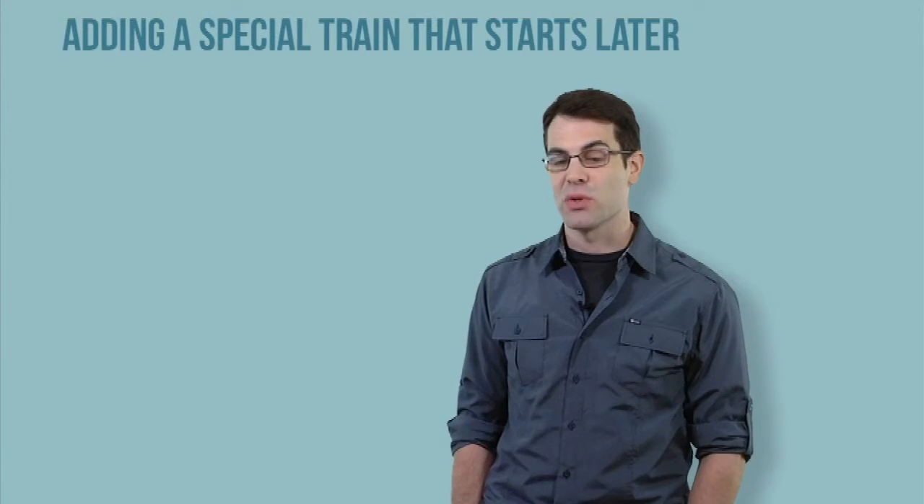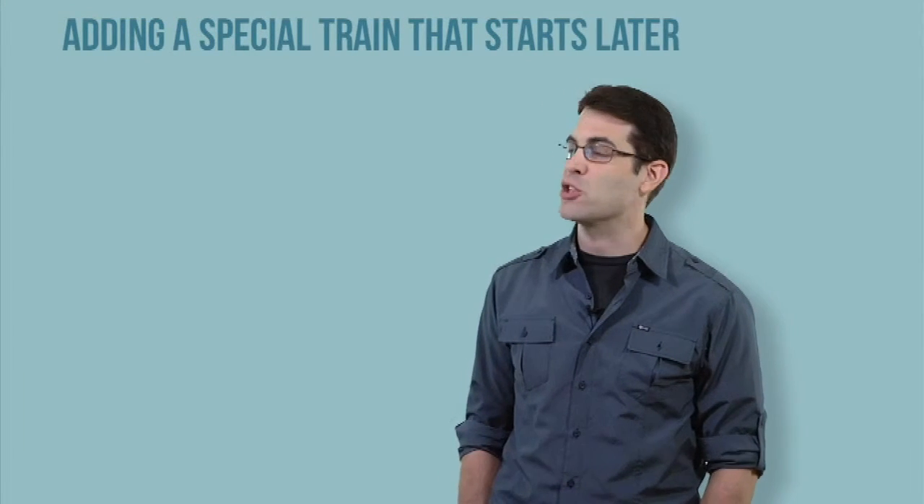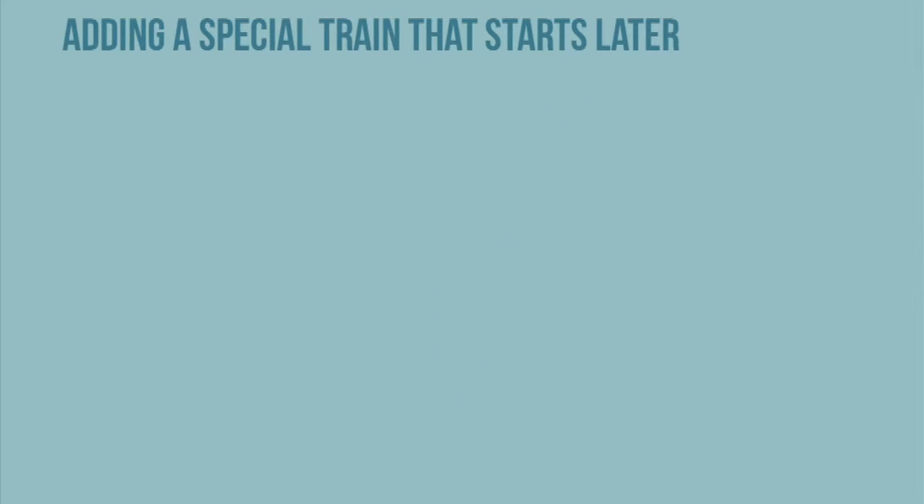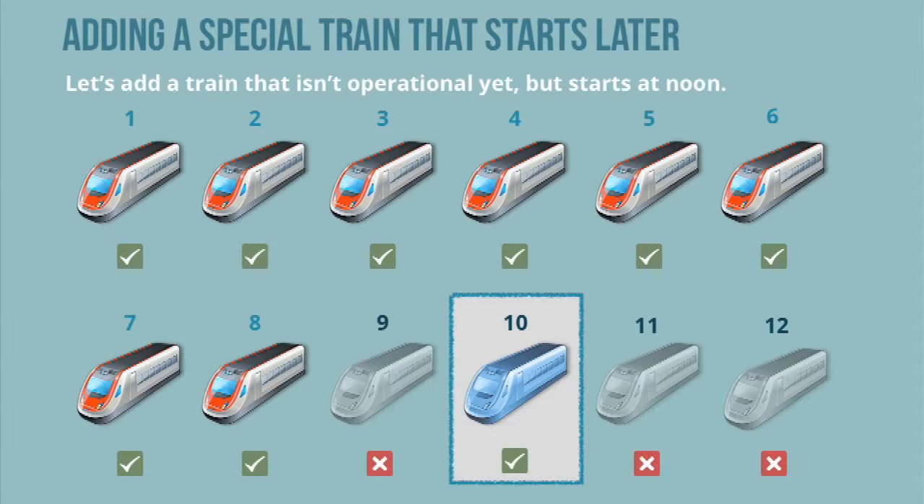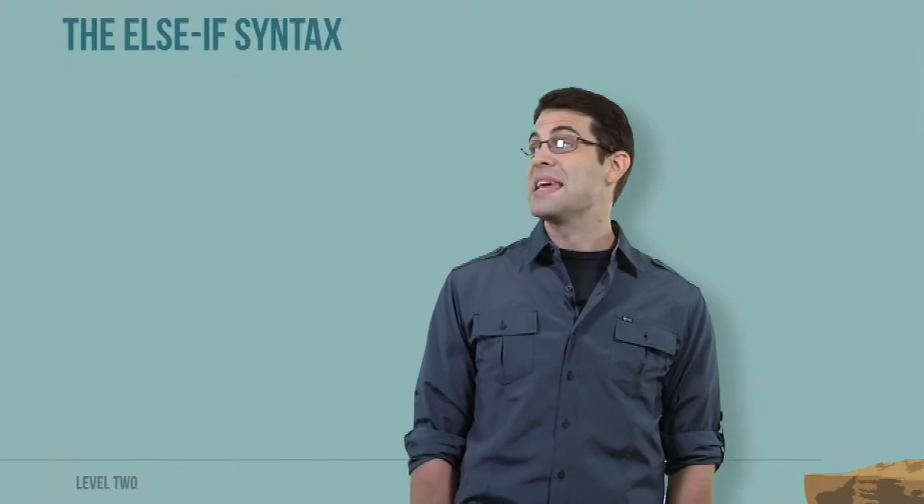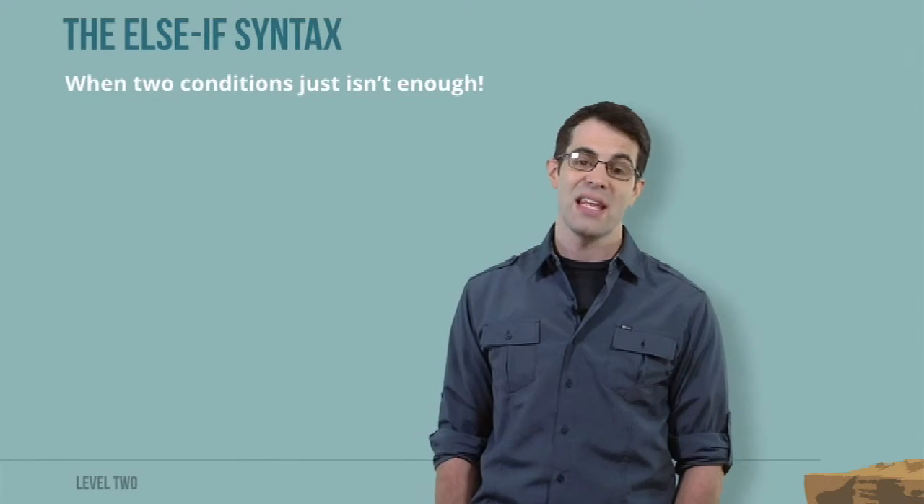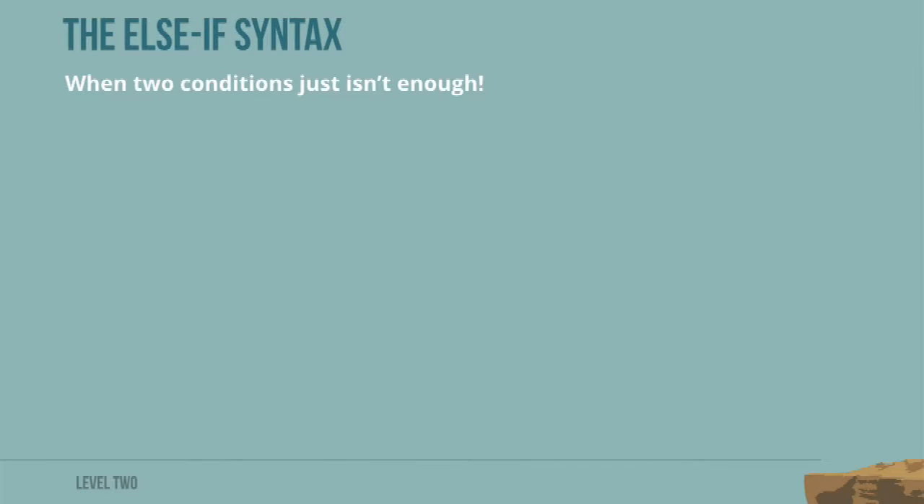Now we'll throw a special case into the scenario. What if we had a train, a special train, an express train, that starts later? Let's add a train that isn't one of the regular running trains, but it also is not a non-operational train because it will start at noon. It's a special train. To do this in our code, we will need the else-if syntax. That's for when two conditions just is not enough. So let's take a look at that.